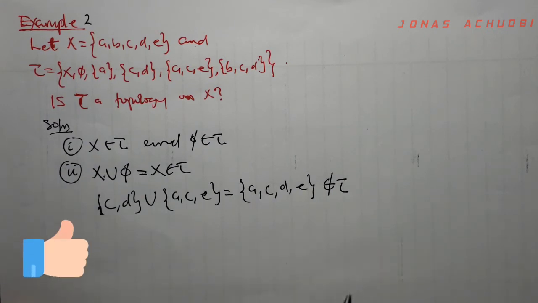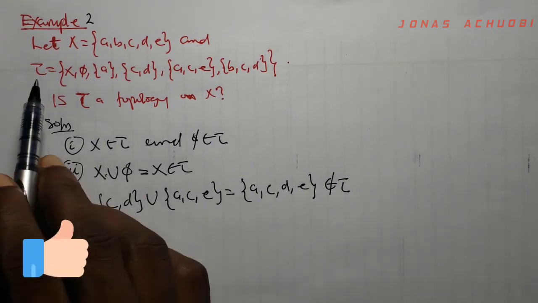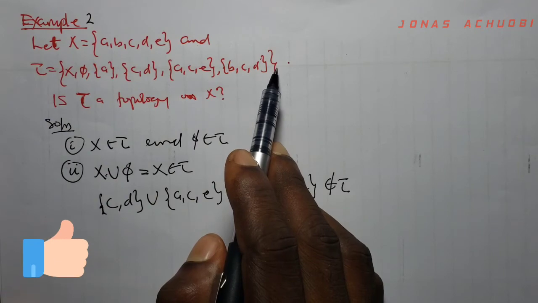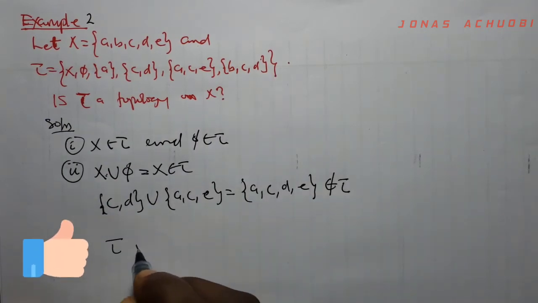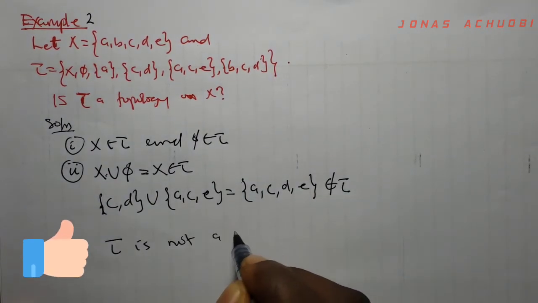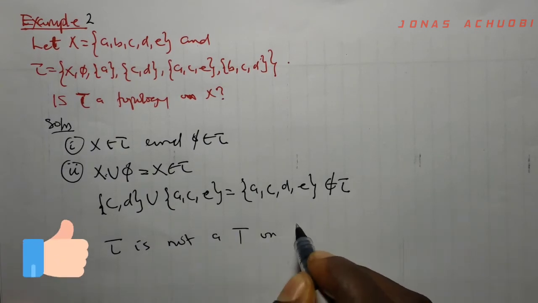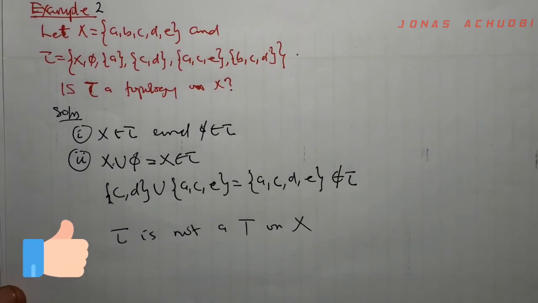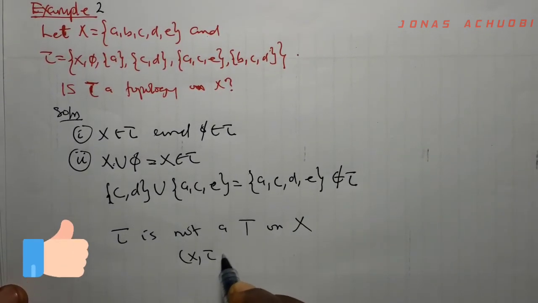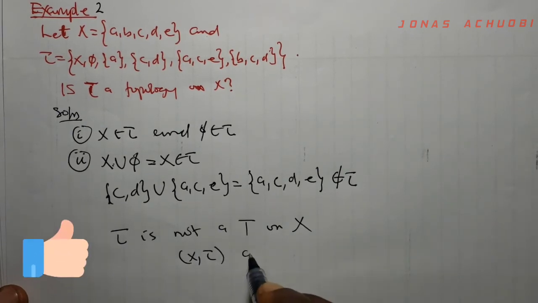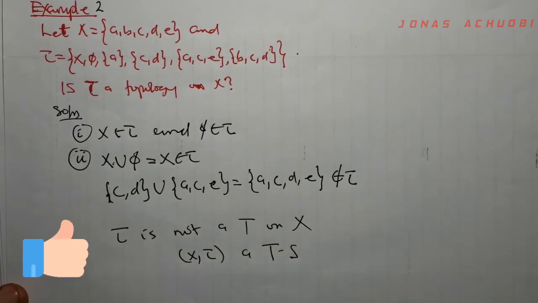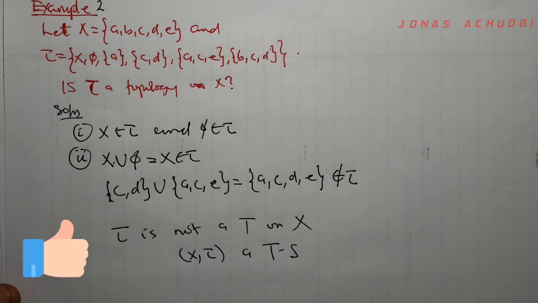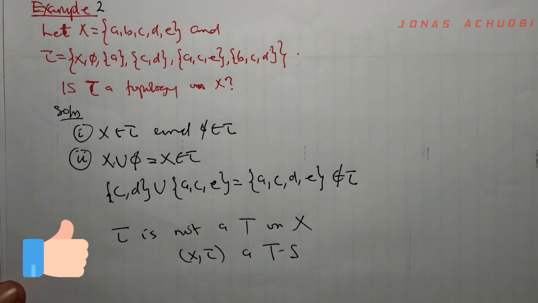At this point, it is safe to conclude that the collection tau defined this way is not a topology on the set X. And so we cannot call the pair X, tau a topological what? Space. So I hope you understand what a topology now is, as well as a topological space.